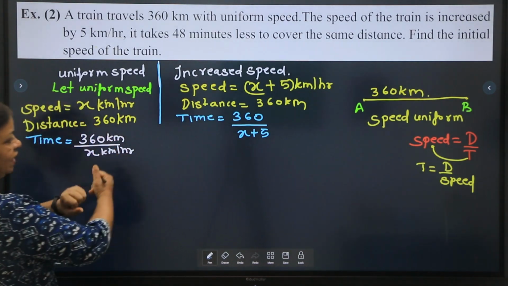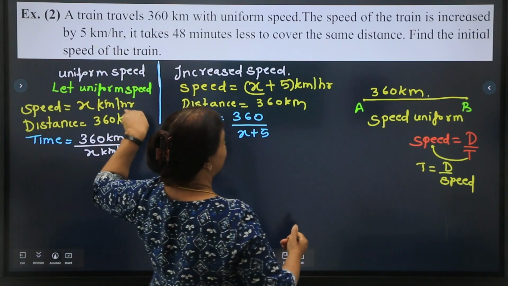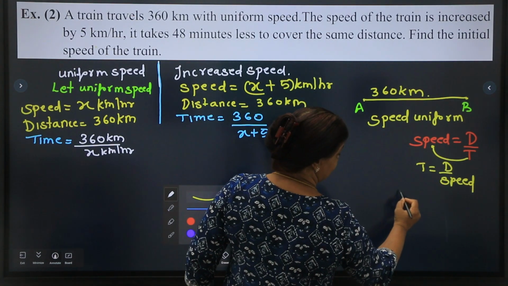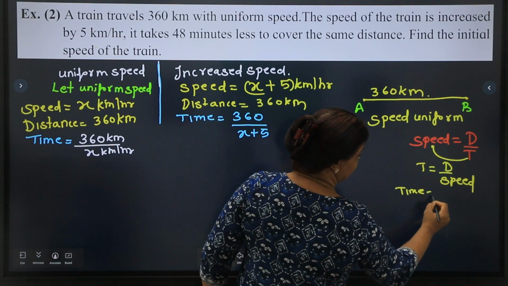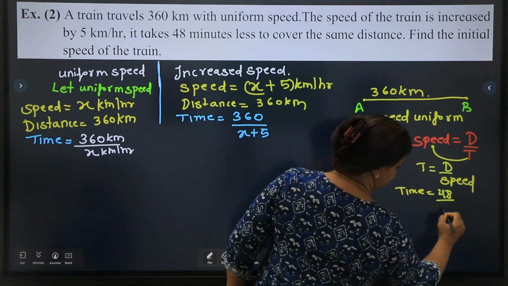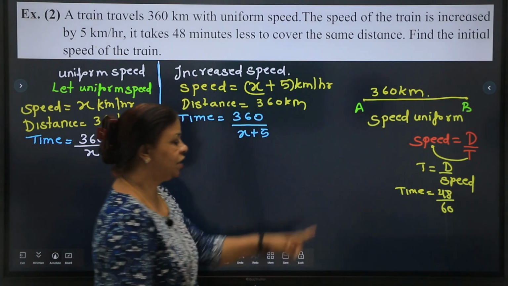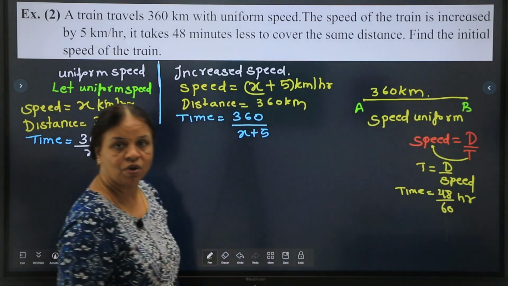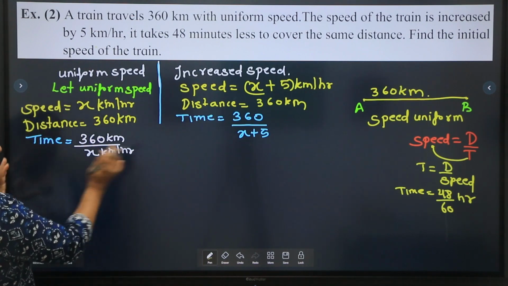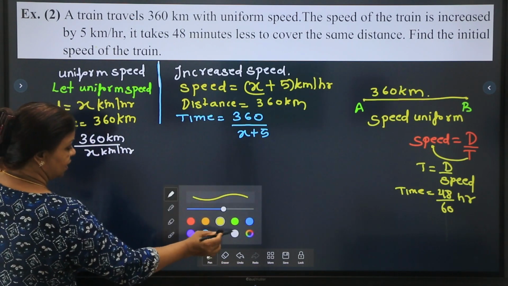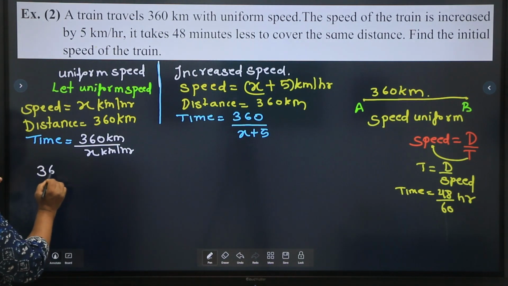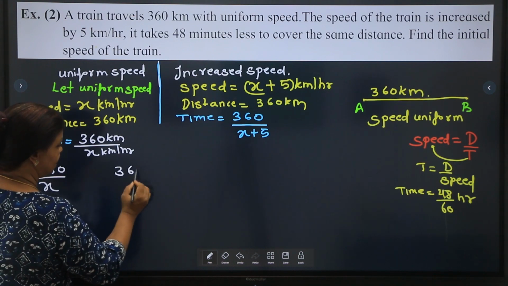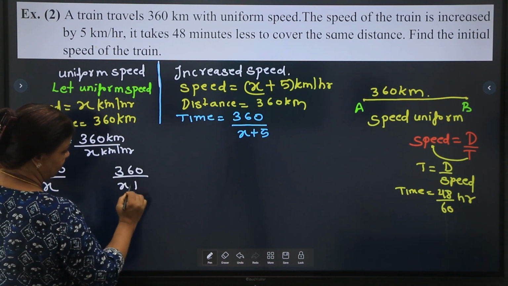So if we want to equal them, let us first convert 48 minutes because kilometer per hour is there. We will convert 48 minutes into hours, divide by 60. Minutes divided by 60 will be converted into hours. Now if I want to equal them, this is the time 360 upon x and this is the time 360 upon x plus 5.